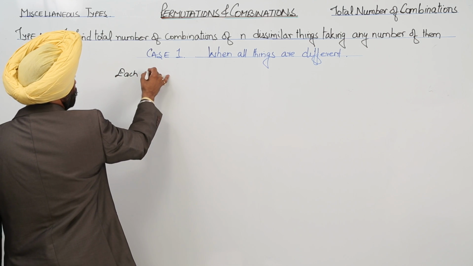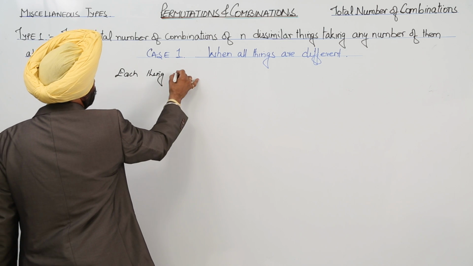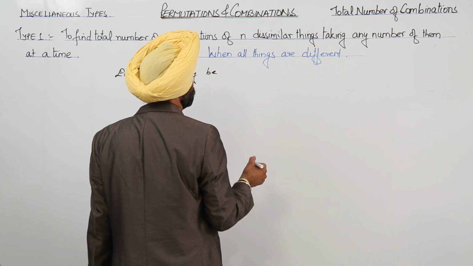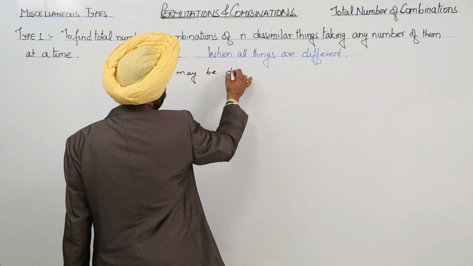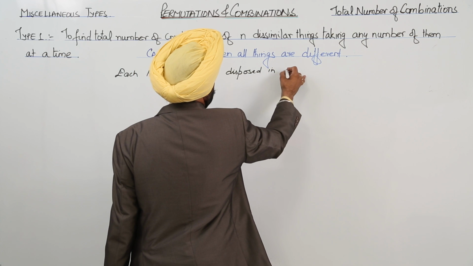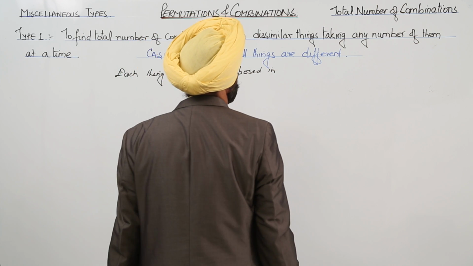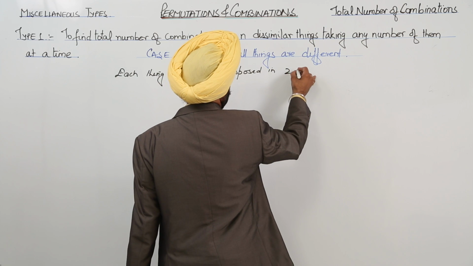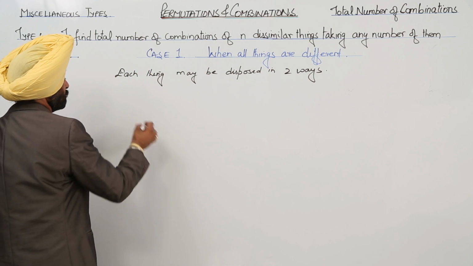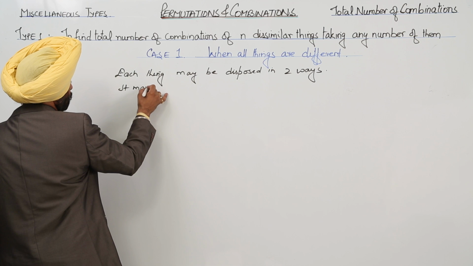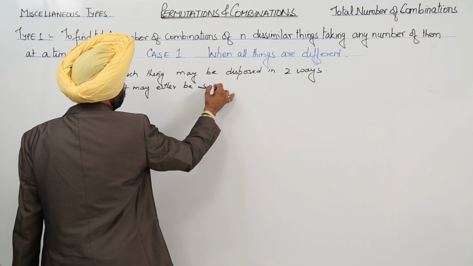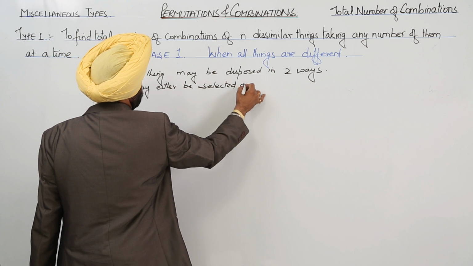So now, in this case each thing may be disposed in two ways. Now what are the two ways? The two ways are, it may either be selected or rejected.